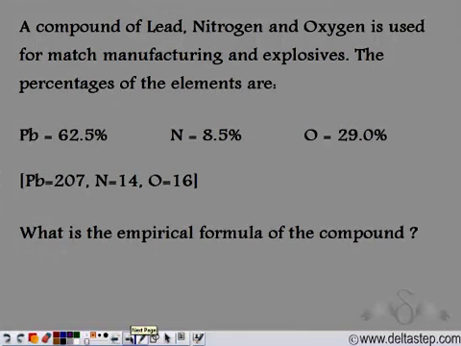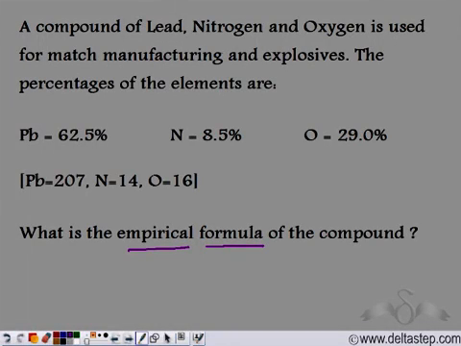Let's look at another example here. We have a compound of lead, nitrogen and oxygen, and this compound is used in match manufacturing and as an explosive. The different percentages of the elements are: lead is present as 62.5% in the compound, nitrogen is 8.5%, and oxygen is 29%. We are given the relative atomic masses of the three elements, and we have to find out the empirical formula of the compound.